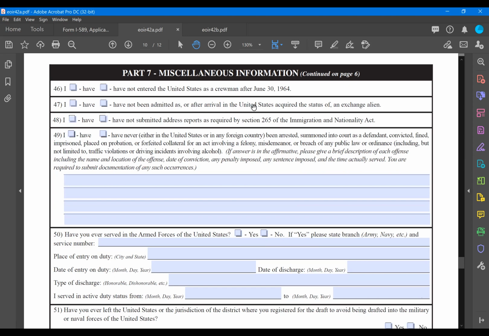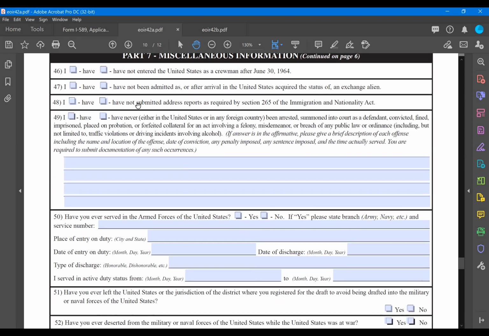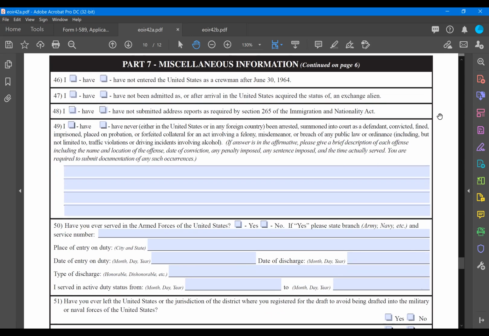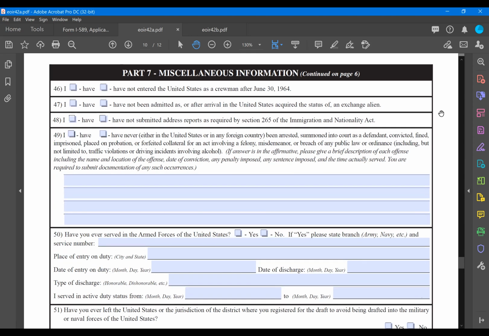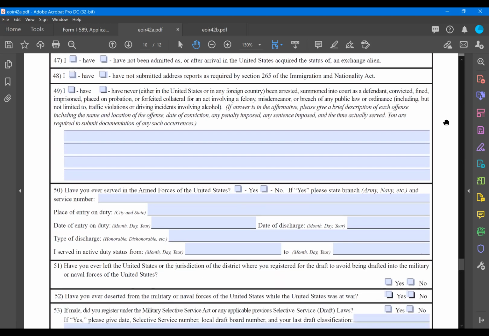Whether you've been admitted or acquired the status of an exchange alien, so that's pretty specific. I don't usually see that. Whether the person has submitted address reports. So this is for permanent residents. Hopefully they have been submitting address reports, which means they have to keep their address updated with USCIS until they become a citizen, or even if they leave the US, they might have to as well. So if they're not yet a citizen, they're supposed to be reporting their address whenever they move.